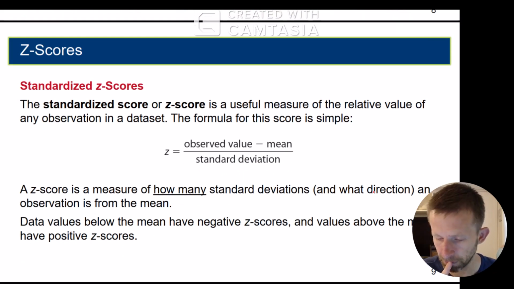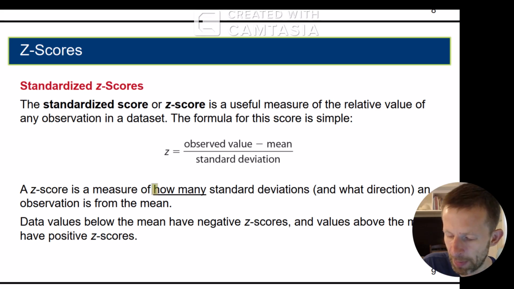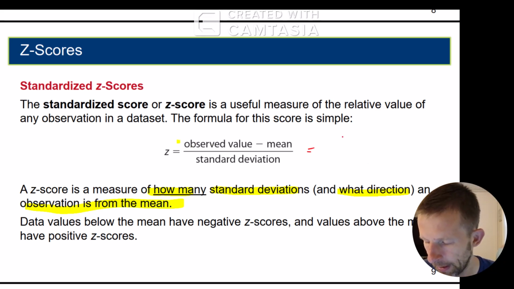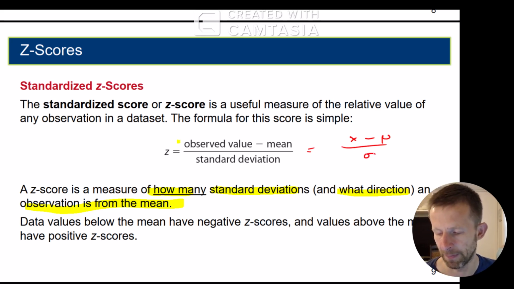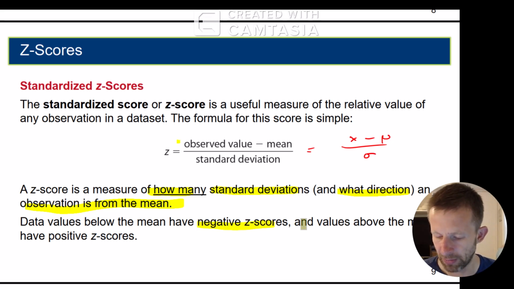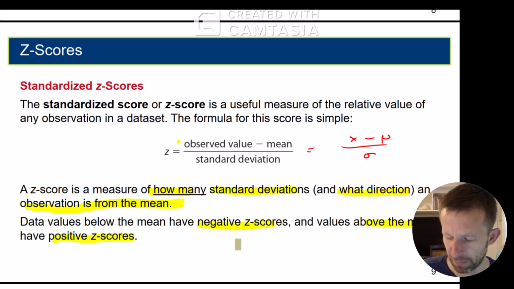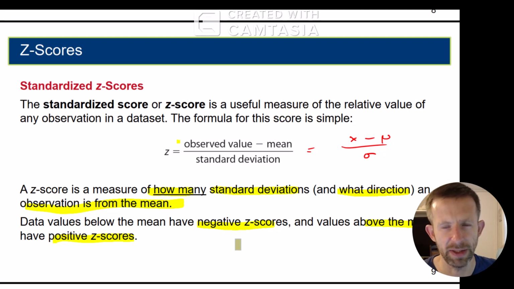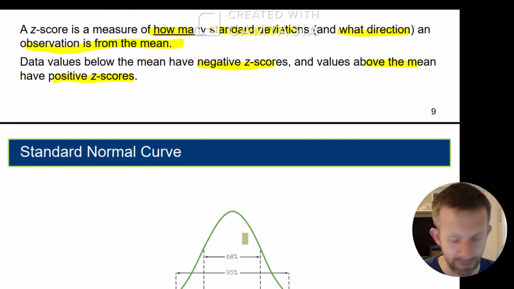Z-scores tell us how many standard deviations and in what direction an observation is from the mean. So the formula for z-scores is my observation minus the mean divided by my standard deviation. So data values that have negative z-scores will be to the left of the mean, and values that are above the mean have positive z-scores. So positive z-score, you're to the right of the mean. Negative z-score, you're to the left of the mean. Let's see how this plays out.